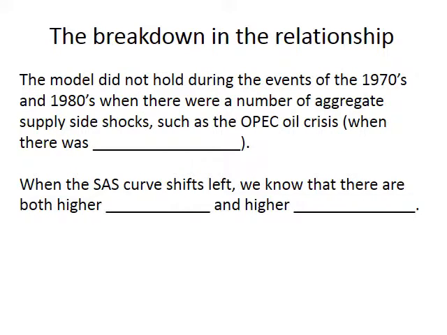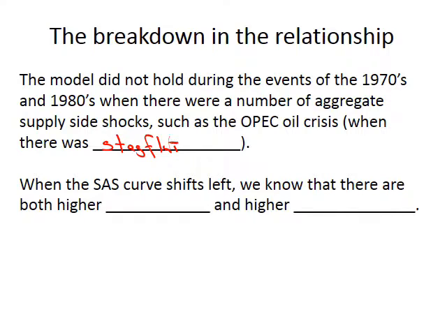So a breakdown in the relationship. This model did not hold during the events of the 1970s and the 1980s, when we had a number of aggregate supply-side shocks, and the biggest one being the OPEC oil crisis, when there was stagflation.